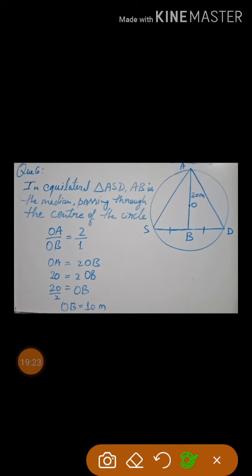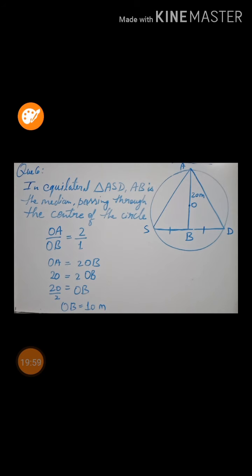Okay, OA is equal to 2OB. The length of OA, we know that how? Because OA is the radius of the circle, and the radius of the circle is given as 20 meter. So in place of OA we write 20. Now OB is equal to, this 2 will come to the left-hand side as a divisor, means 20 by 2. So OB is equal to 10 meter. We have got OB is equal to 10 meter.